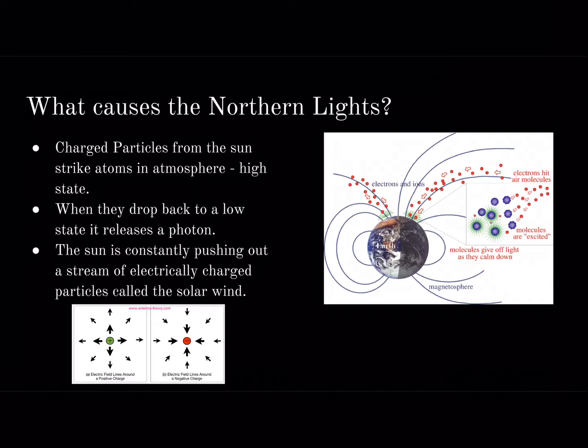The sun is constantly pushing out a stream of electrically charged particles called the solar wind, and this travels out from the sun at between 300 and 500 kilometers per second in all directions. When the electrons drop back to a lower energy orbit, that's when they release a photon, meaning light. This process creates the beautiful aurora or northern lights. Atoms consist of a central nucleus and a surrounding cloud of electrons encircling the nucleus in an orbit.